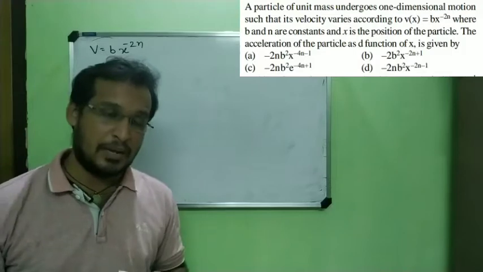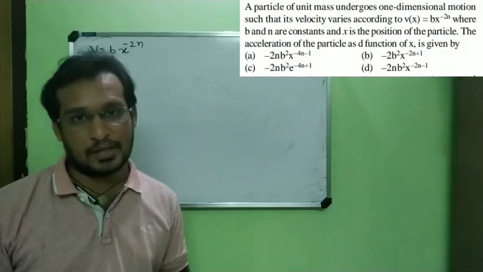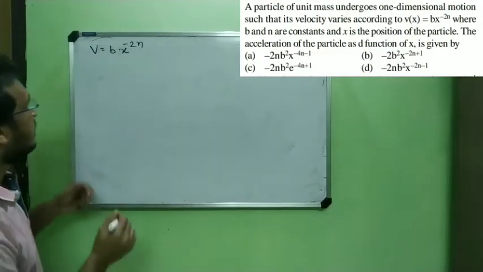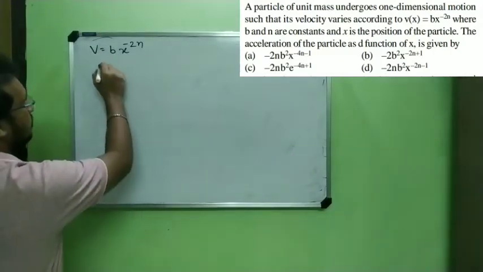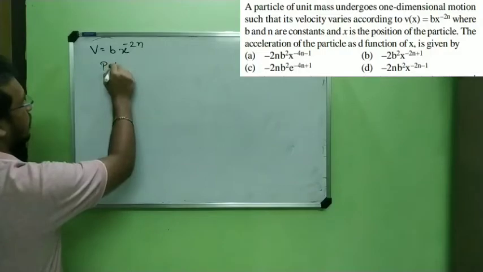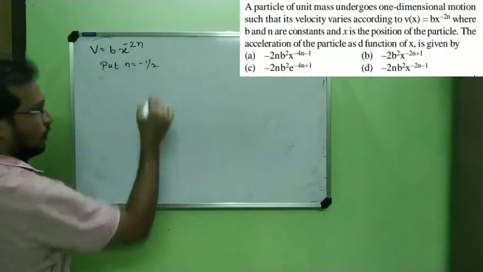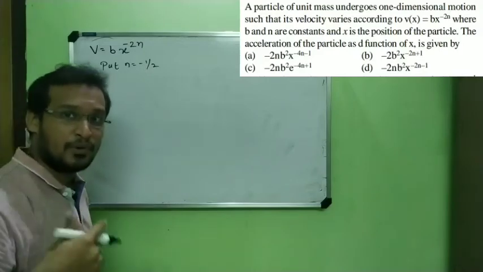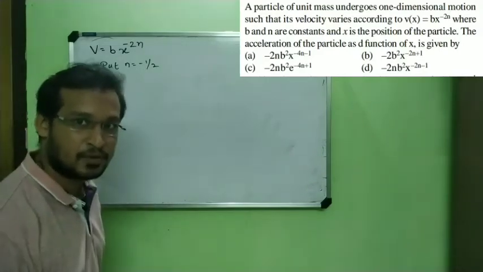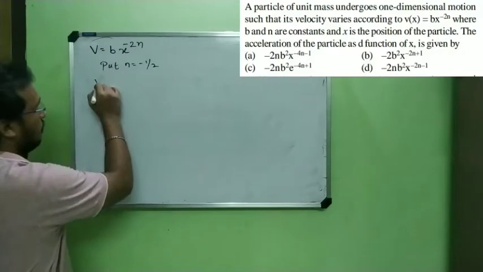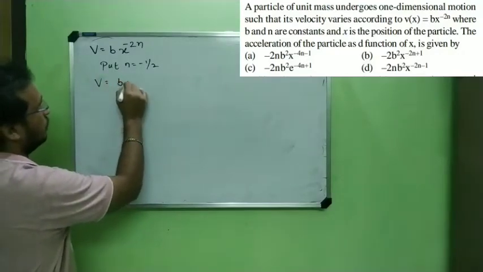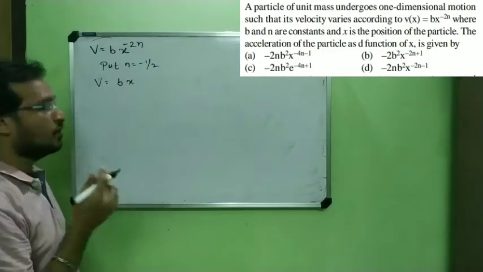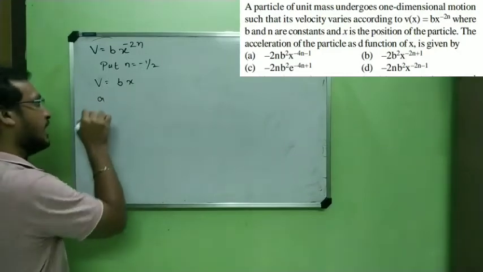So I am doing this as a shortcut only. Just watch carefully. What I am going to do is put n equal to minus 1 by 2. You can put any value of n, and you will get the answer for sure. If you put n equal to minus 1 by 2, you will get v equal to b into x. And they are asking what is a equal to.